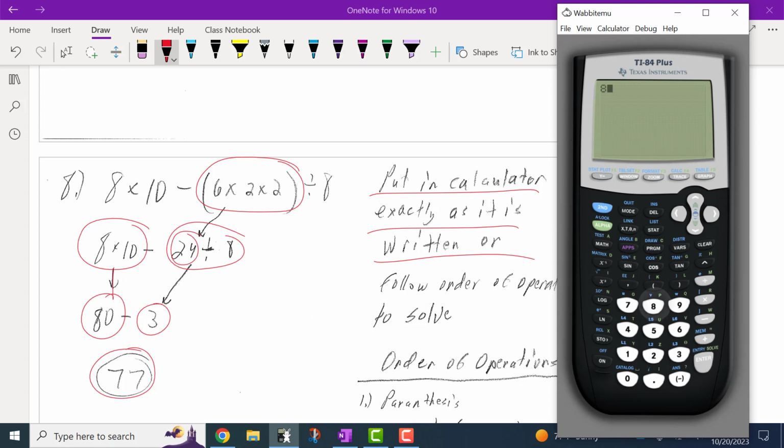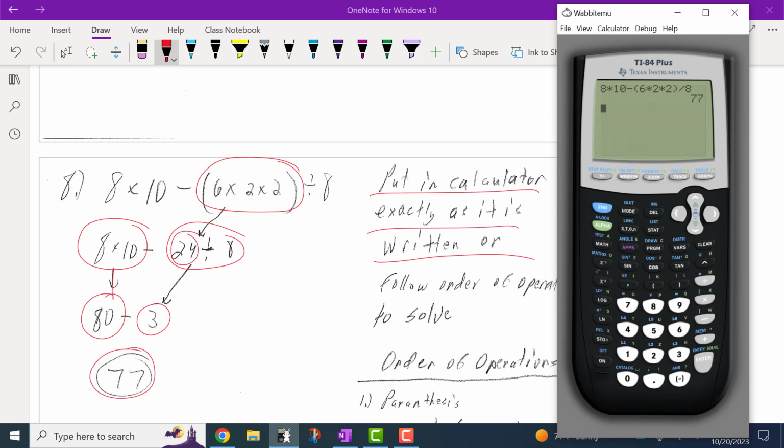So you can type in 8 and hit times 10 and minus, and then you're going to put parentheses. You got 6 times 2 times 2, and then we've got divided by 8. So type it in exactly as you see it, and just hit enter, and you'll get the correct answer. So either way that you do it, it's perfectly fine.